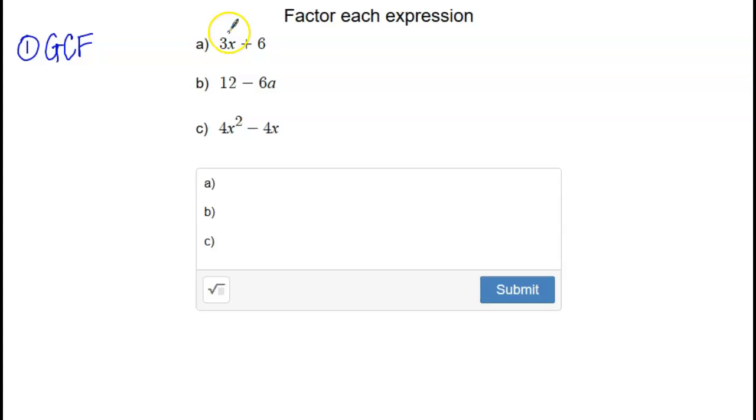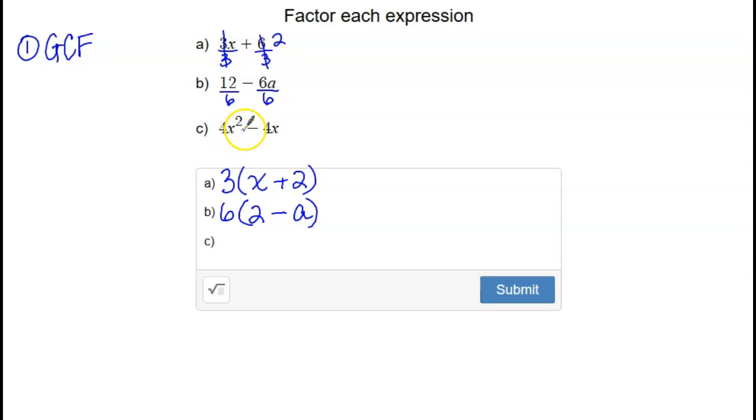For example, if we look at 3x and 6, the GCF of 3x and 6 would be 3. So the GCF goes on the outside, and then we divide both of these by that GCF to figure out what goes inside the parentheses. So we have x plus 2 inside the parentheses. If we look at 12 and negative 6a, those are both factorable by 6. So if we divide each by 6, 12 divided by 6 is 2, and negative 6a divided by 6 is negative a.